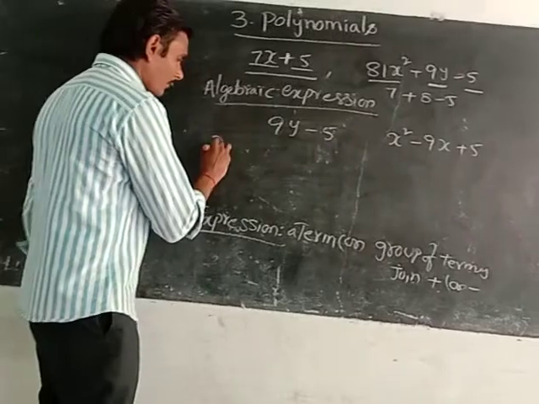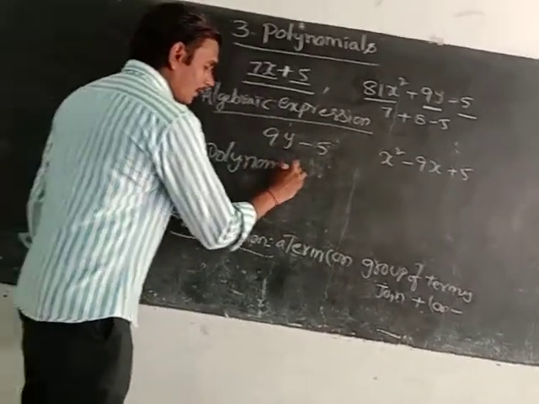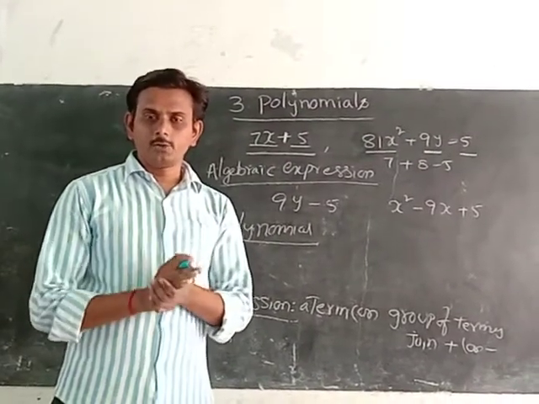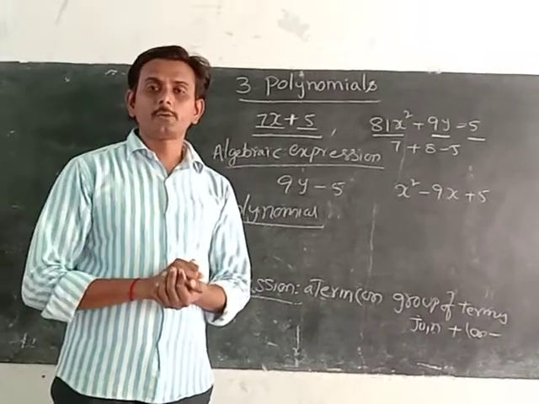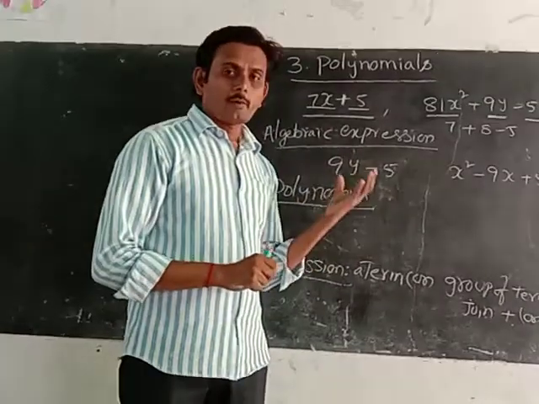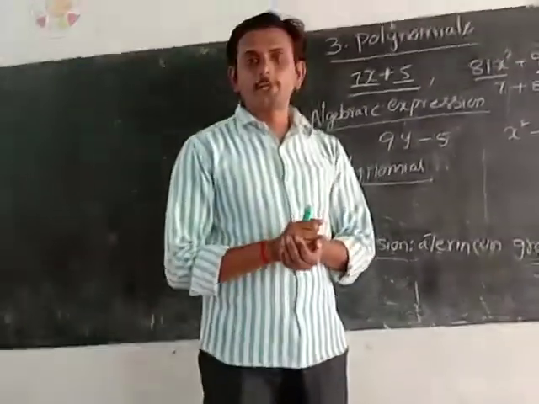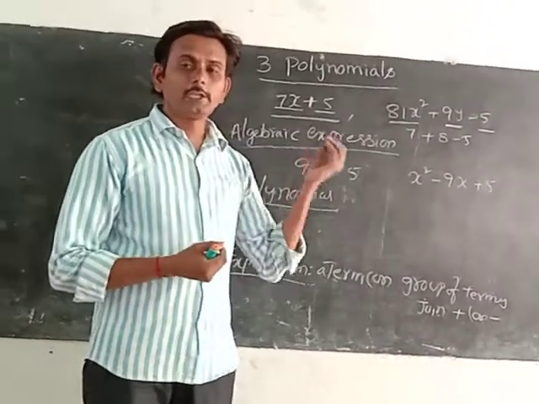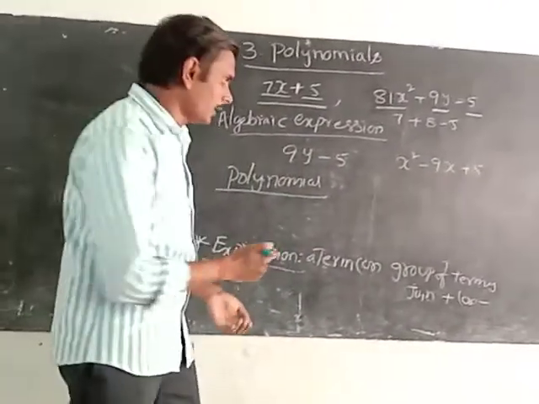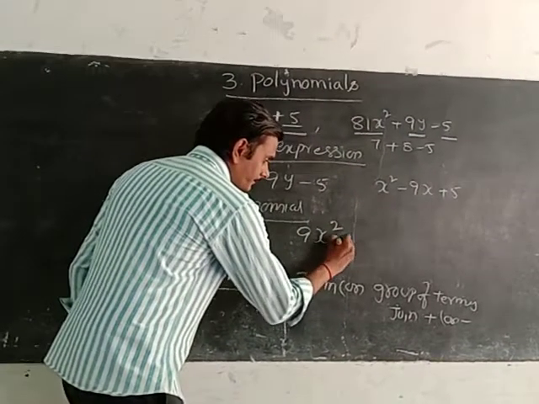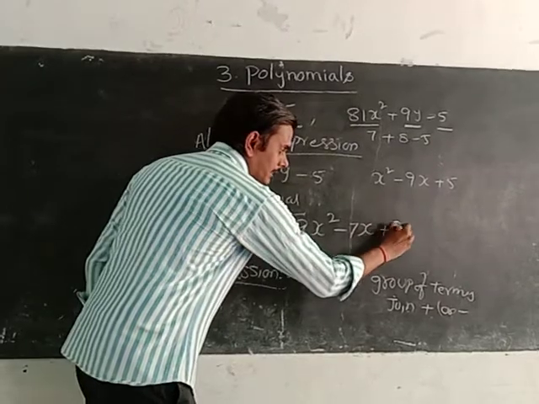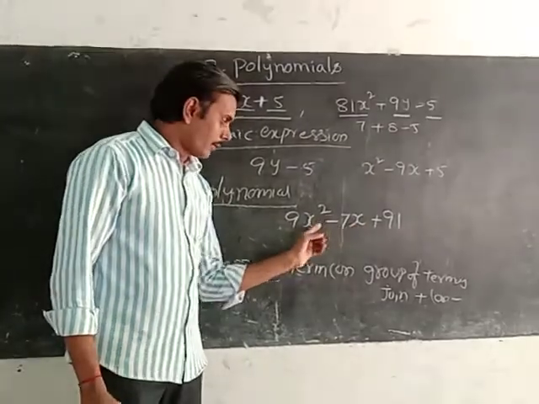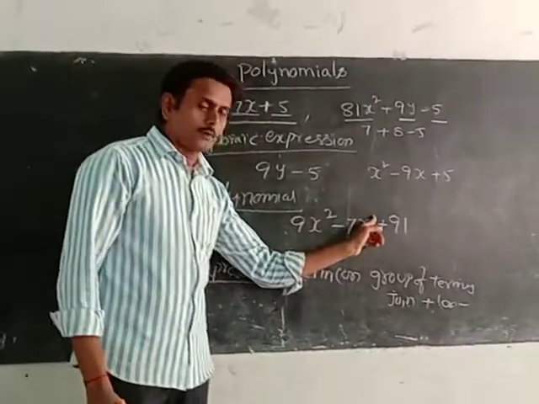Now we will learn what a polynomial is. What is a polynomial? An algebraic expression having variables, which we already know, with each variable raised to a non-negative integer power. That means in the algebraic expression, each variable's exponent should be a non-negative power. For example, 9x squared minus 7x plus 91. I have taken one expression here. Here the variable is x. What is the power here? A positive number. What is the power here? 1. 1 is a positive number.